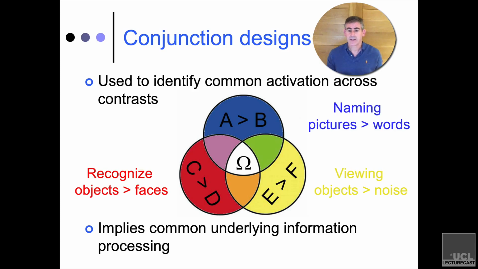So if I look at this contrast of A to B, naming pictures to words, and I overlay it with what I see for recognizing objects versus faces, and then I overlay it again with viewing objects versus noise that's characteristic, and I ask which parts of the activation were held in common over those three? Well, those are the things that might very well be involved in object naming or object recognition, independent of those other characteristics. And that's the idea with a conjunction design. The idea is that by looking at these various contrasts, you look for what they have in common, and that common underlying activation may very well be due to a common underlying information processing characteristic that you're interested in.